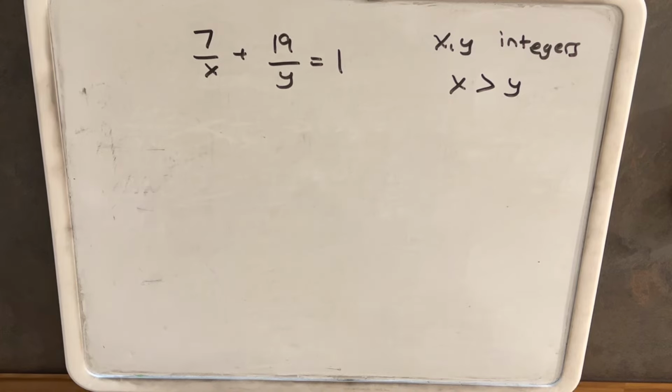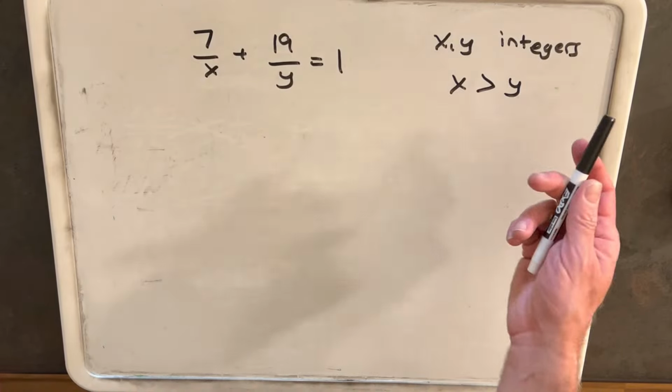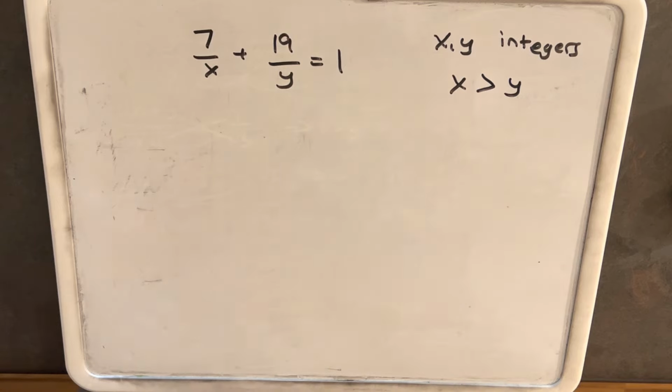Hey, we have this problem on the board. We have 7 over x plus 19 over y equals 1. And we have to find x and y, where x and y are integers and x is greater than y. So let's get started with this.